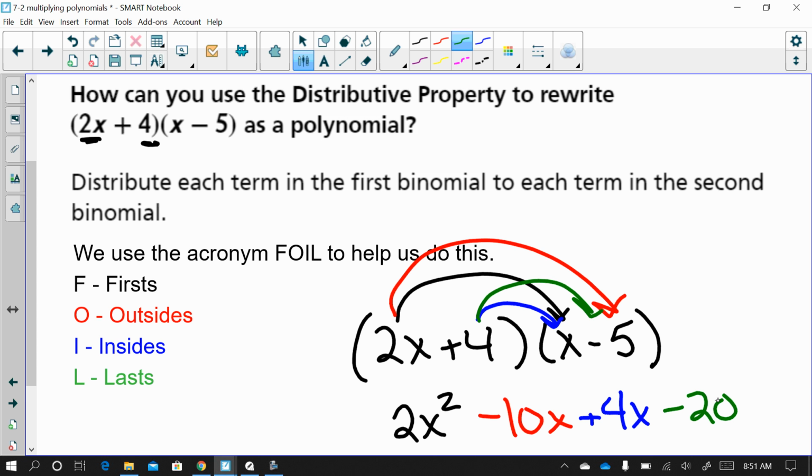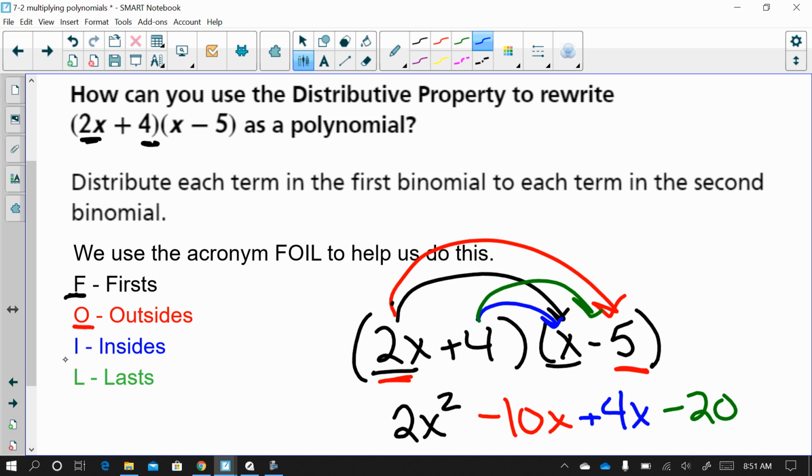Okay, if you notice, I have an acronym right here beside this called FOIL. F-O-I-L. Okay, notice I did my arrows in colors for a reason. Okay, first is F. Take my first terms and multiply them together. My black arrow here, that's just distributing the 2x to the x. Then I did my red arrow, the outsides. Okay, notice the outside terms. Distribute the 2x all the way out.